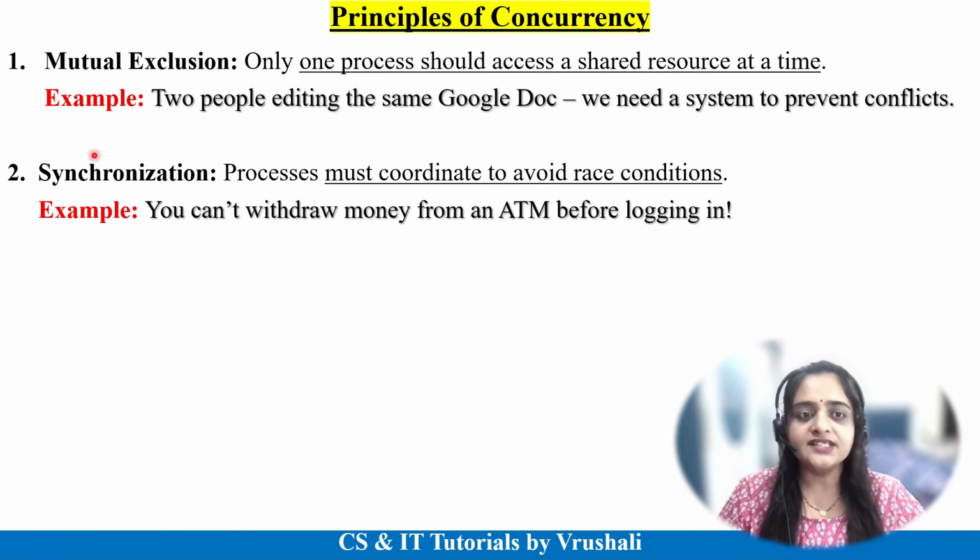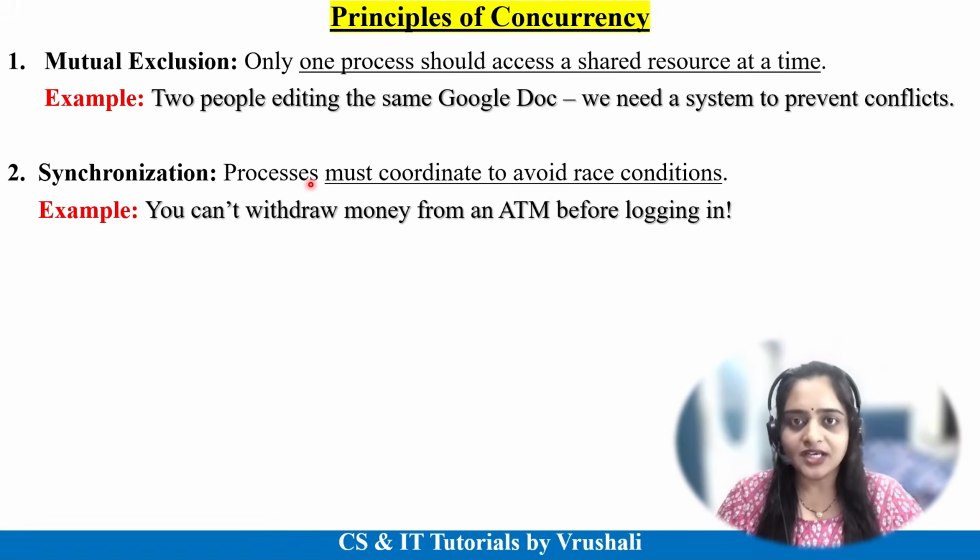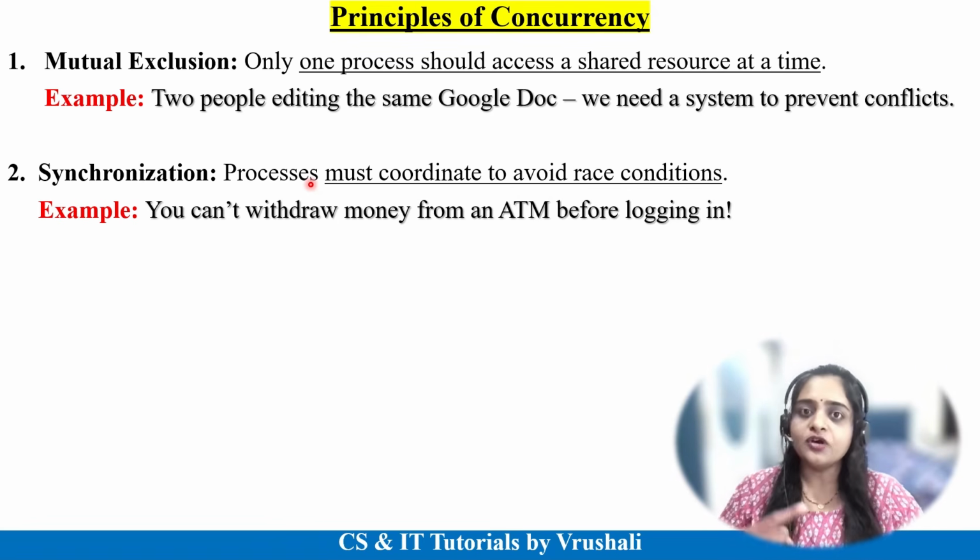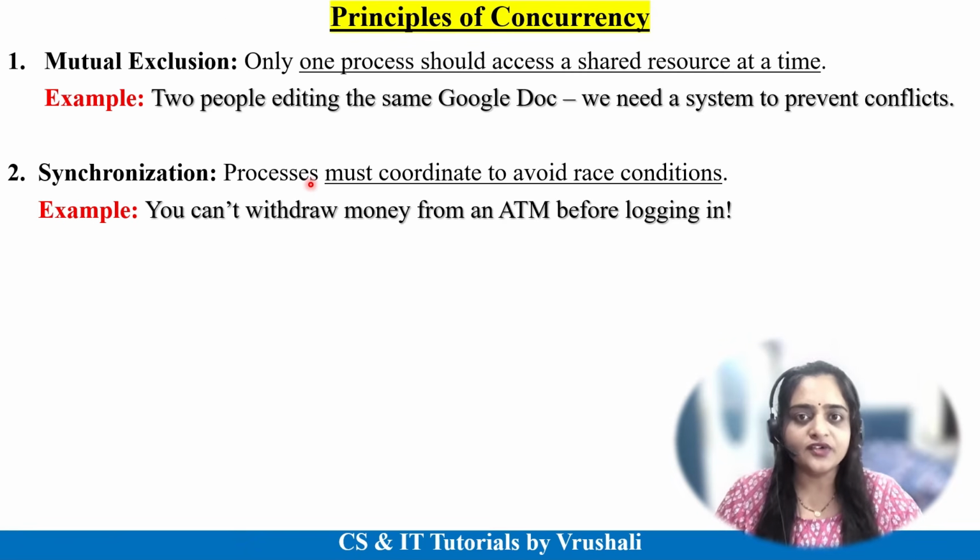The next principle is synchronization. See, there are multiple processes in a particular application, and all these processes are coordinated with each other. Let's take an example. Suppose you want to send 500 rupees to your friend. First you open the Google Pay application, right? First you need to log in. If your password is correct, only then do you move to the next step. After that, you need to send the 500 rupees.